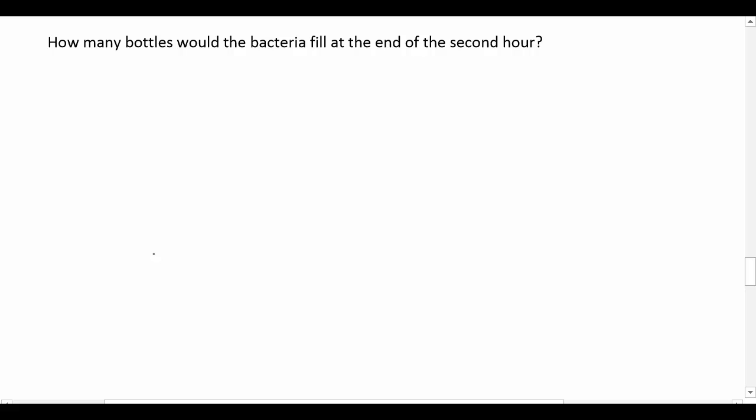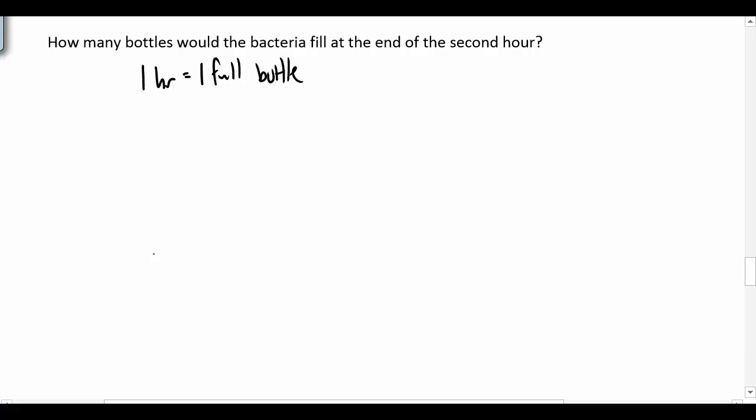How many bottles would the bacteria fill at the end of the second hour? Well, it took 1 hour to get one full bottle. So again, watch out for your assumptions on this. If it took 1 hour to fill a full bottle, you would think it takes 2 hours to have two full bottles. But again, that's a linear growth assumption. Remember, this bacteria is doubling every minute.